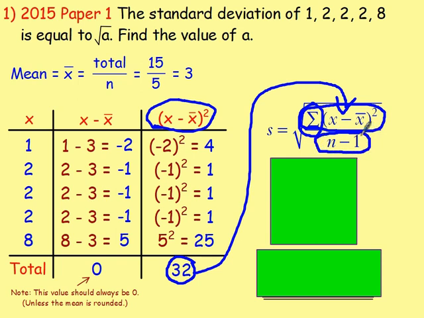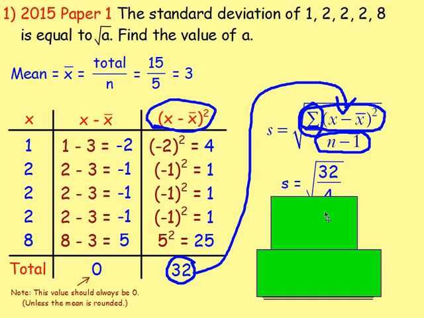N take away 1. What's n? How many numbers you have? Good. So we've got 1, 2, 3, 4, 5 numbers. So it's 5 take away 1, which is 4. So we'd end up with the square root of 32 over 4. Yay, this is so simple. I know. After that, it's the square root of 32 divided by 4. Oh, the 32 divided by 4 can become 8. It can indeed. Yes, Jennifer, you are right. So you end up with the square root of 8. Which means then, we end up with s equals the square root of 8.